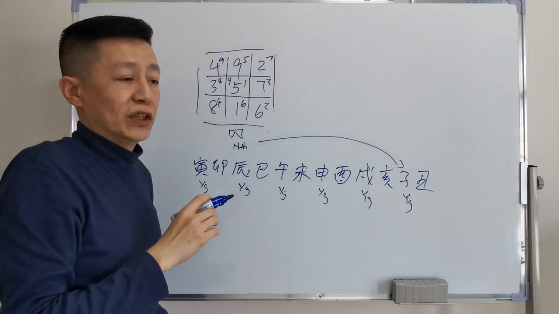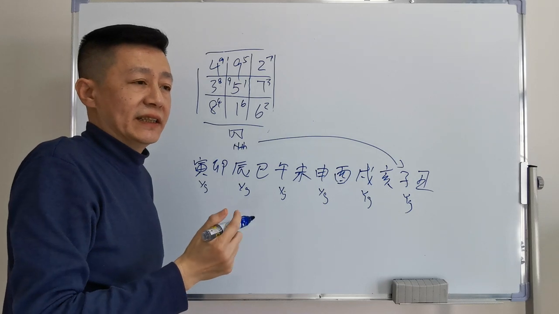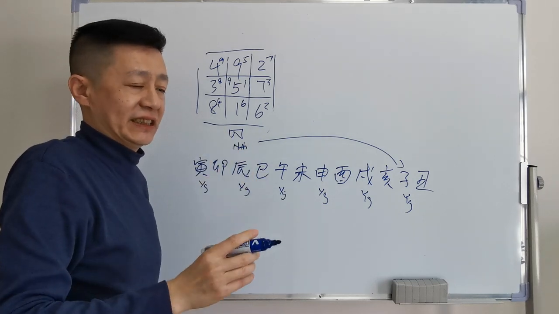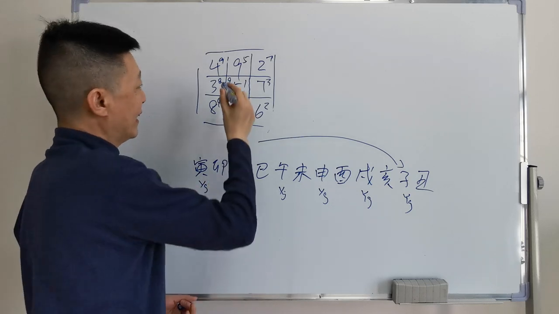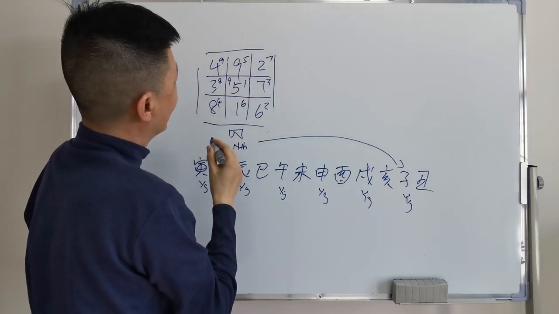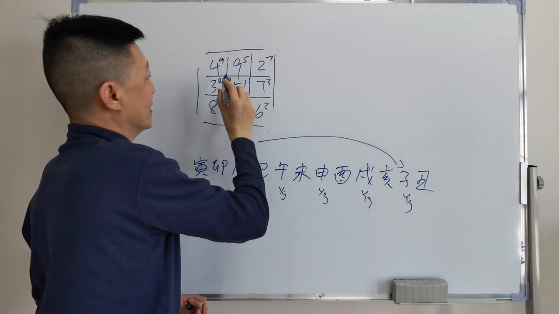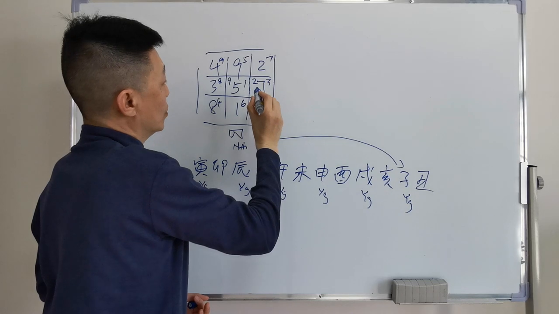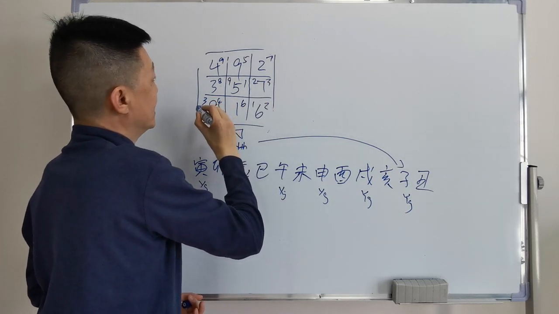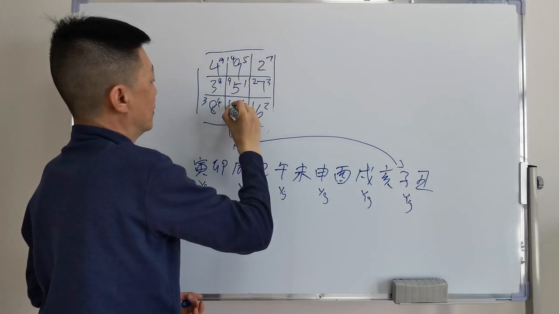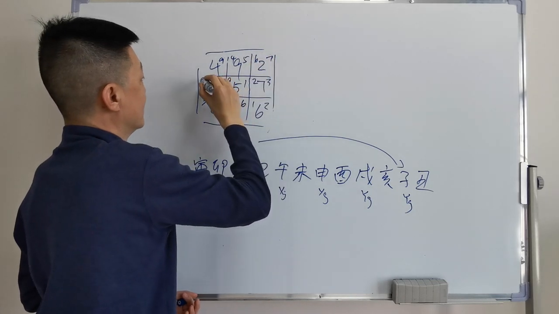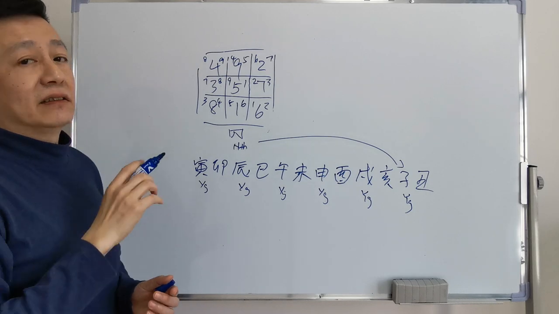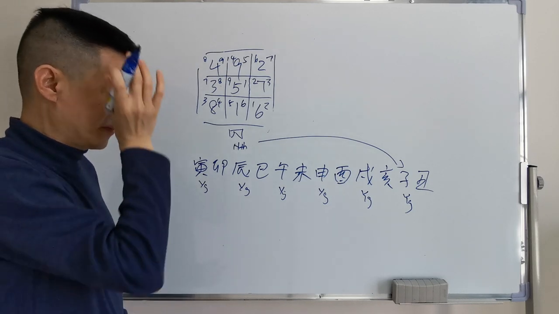okay, this is called the movement star. Some people like to call it the water star. It's okay, you can call it the water star. It is yang anyway. Then this is also flying forward. 9, 1, 2, 3, 4, 5, 6, 7, 8, 9. So this is how you derive the stars, okay?